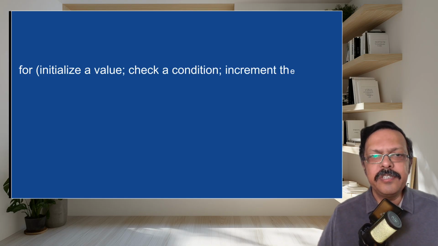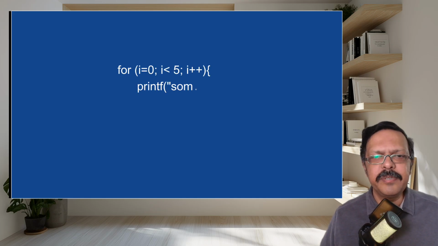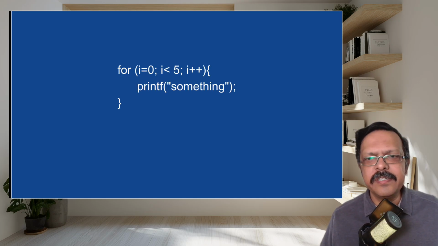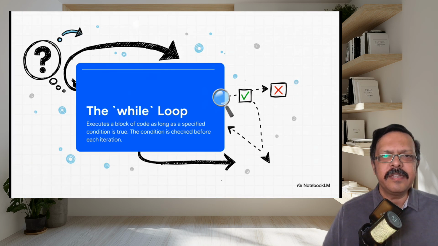It's basically something you initialize with a value. Then you check a condition and then you update the counter. So start, check, update, repeat. It's structured, predictable, and ideal for counting tasks or looping through arrays. We'll talk about arrays later. Then we have the while loop.